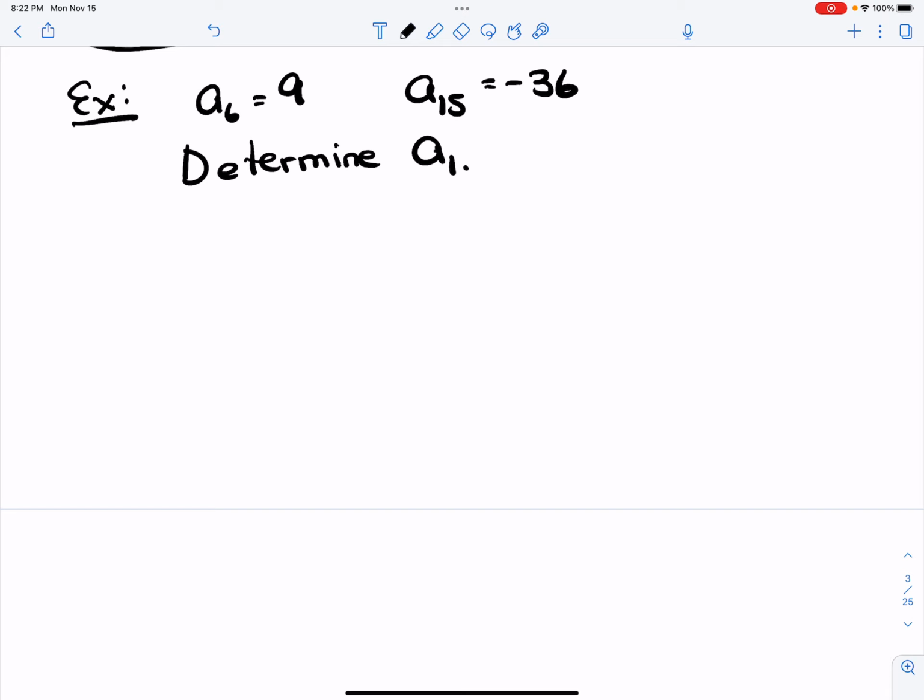Well, finding the common difference here is slightly trickier because they did not give us consecutive terms. They gave us the 6th term and the 15th term. But keep in mind, it's going to be some multiple of that common difference. So let's subtract, still negative 36 minus 9, which gives us negative 45. And then let's think about how many times that common difference would have to be applied to get from a sub 6 to a sub 15, from the 6th term to the 15th term.